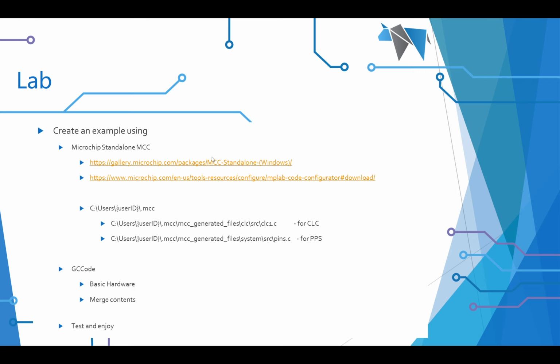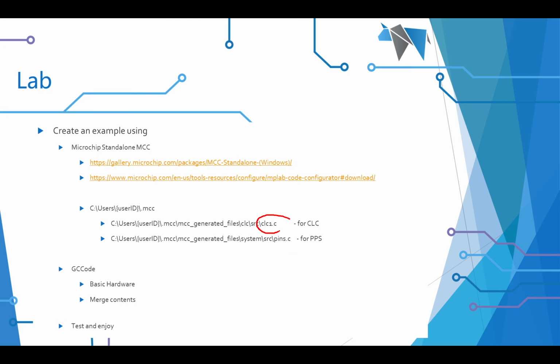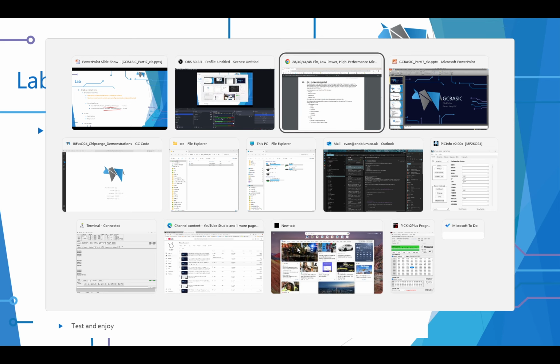Because using MCC, you can actually get the CLC control and the pins for the PPS from the setup files. And those files are in these types of folders. So I'll just erase my ink. They're in MCC generated files, and you can actually find them in the system and CLC folders. And you can lift that program and put it inside of GCBASIC. Quite easy. Let's have a look at what I did.